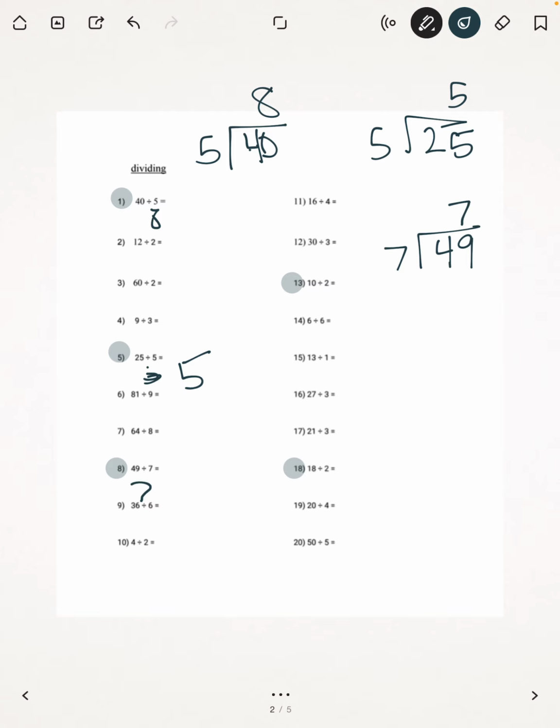10 divided by 2, you do this. You see if it goes into 1, which it doesn't, so it has to go into 10. 2 goes into 10 5 times, so this one is 5. 18 divided by 2, set up with this. You see if 2 goes into 1, but it doesn't, so you have to do it to 18. 2 goes into 18 9 times.